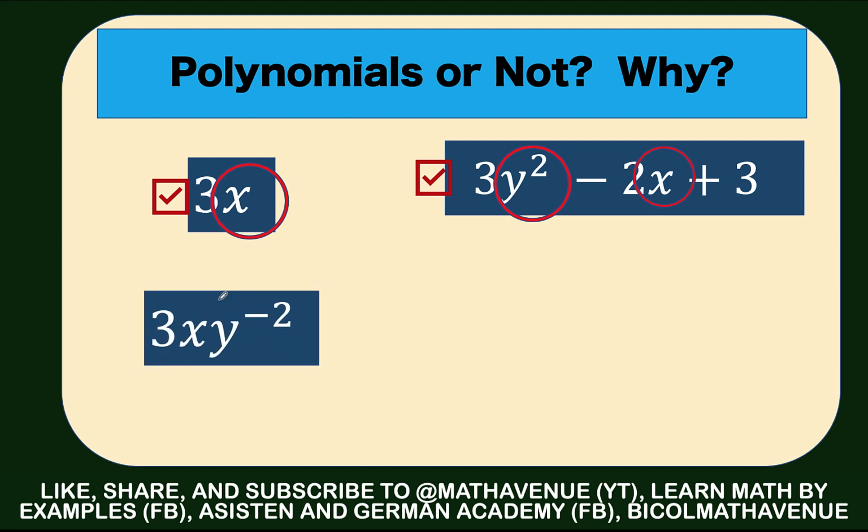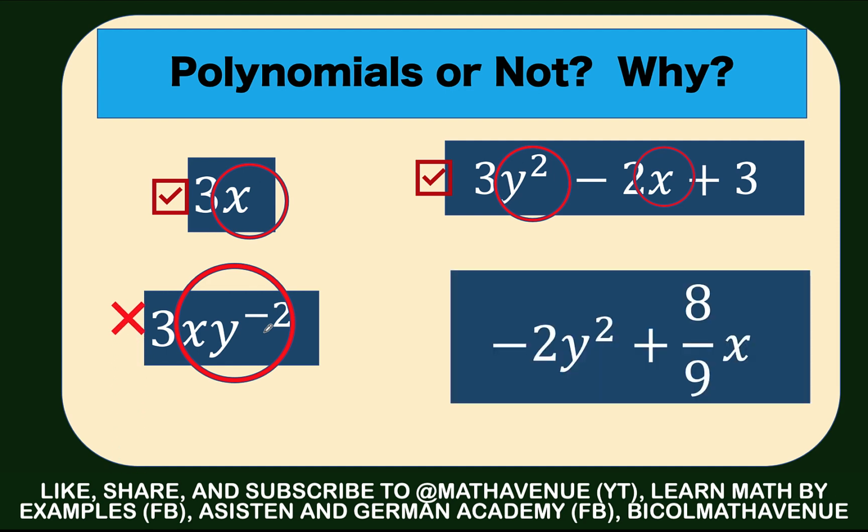Another example, 3x y raised to -2. So notice that we have here x y raised to -2 in the variable parts. Because -2 is the exponent of the variable y, and we said we cannot have a negative exponent in the variables in order to have a polynomial. Therefore, this is not a polynomial. How about -2y squared plus 8 over 9x? Again, let's identify the variables. We have y raised to the second and x. There is no violation among the three tests to identify a polynomial. Therefore, this is a polynomial.